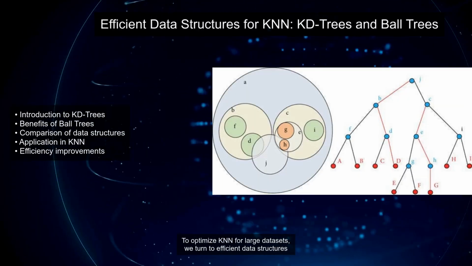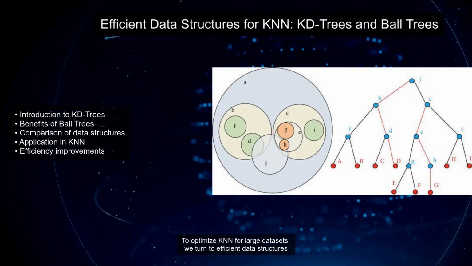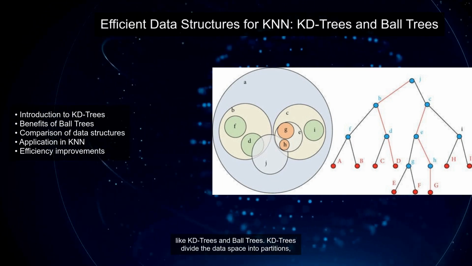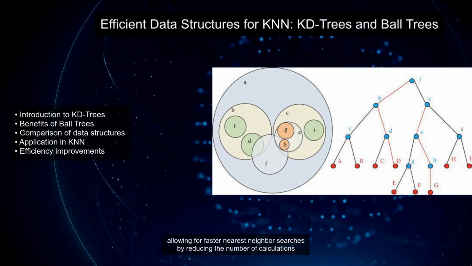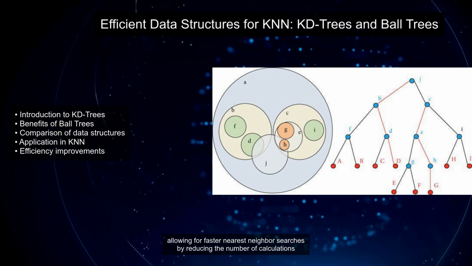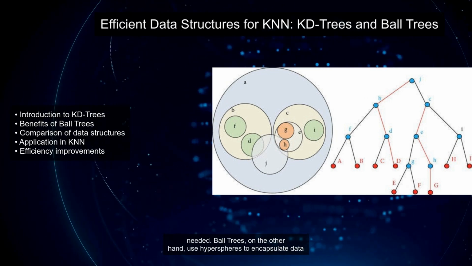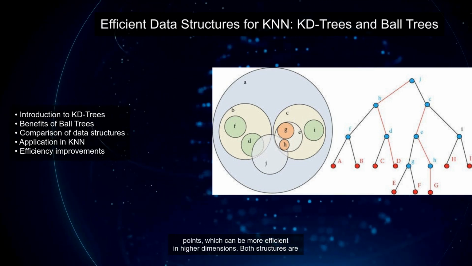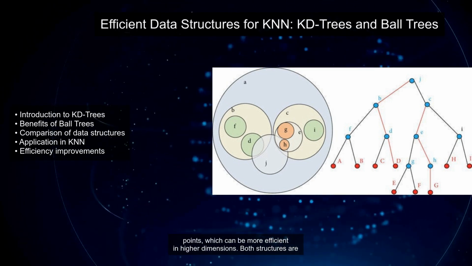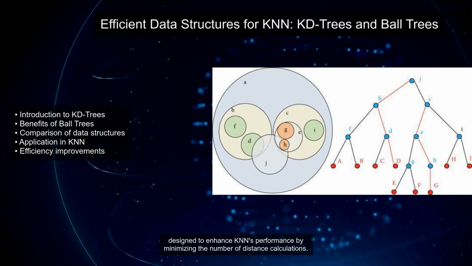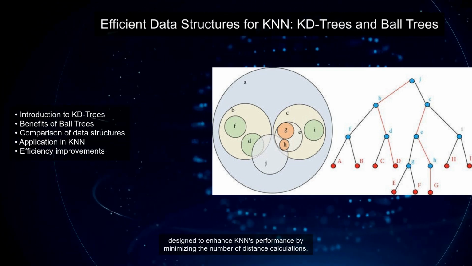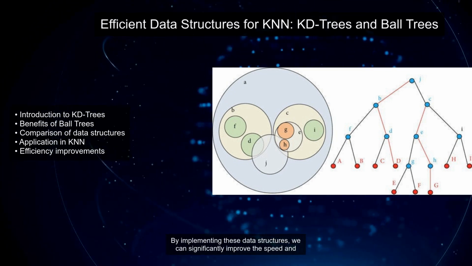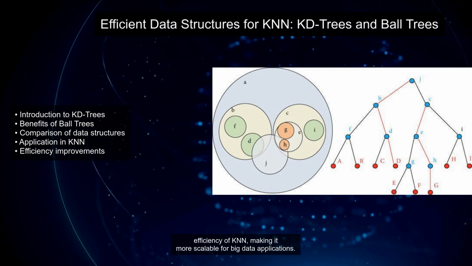To optimize KNN for large datasets, we turn to efficient data structures like KD trees and ball trees. KD trees divide the data space into partitions, allowing for faster nearest neighbor searches by reducing the number of calculations needed. Ball trees, on the other hand, use hyperspheres to encapsulate data points, which can be more efficient in higher dimensions. Both structures are designed to enhance KNN's performance by minimizing the number of distance calculations. By implementing these data structures, we can significantly improve the speed and efficiency of KNN, making it more scalable for big data applications.